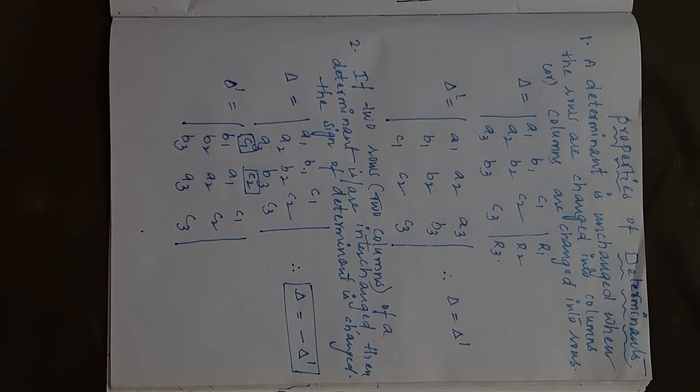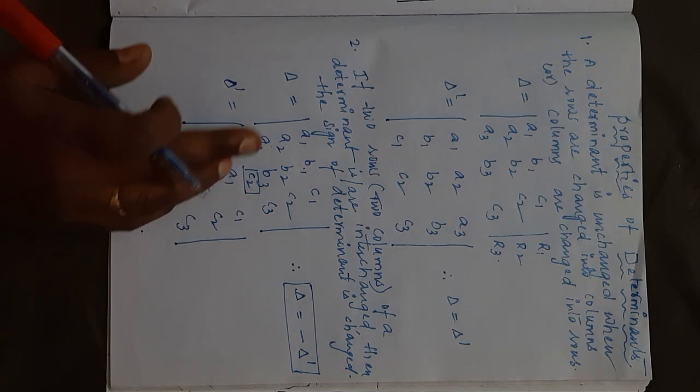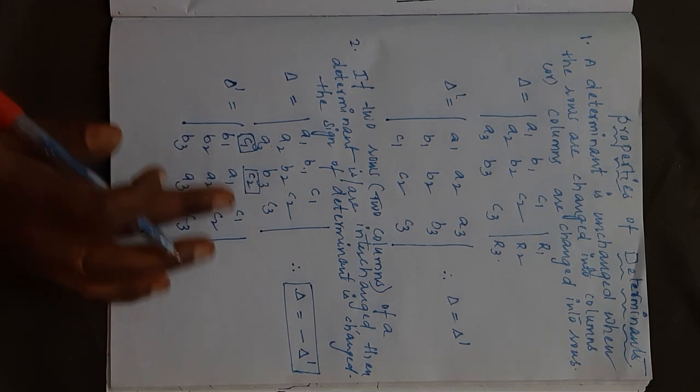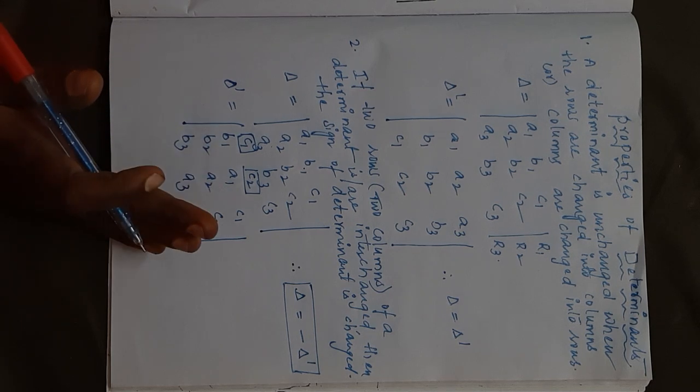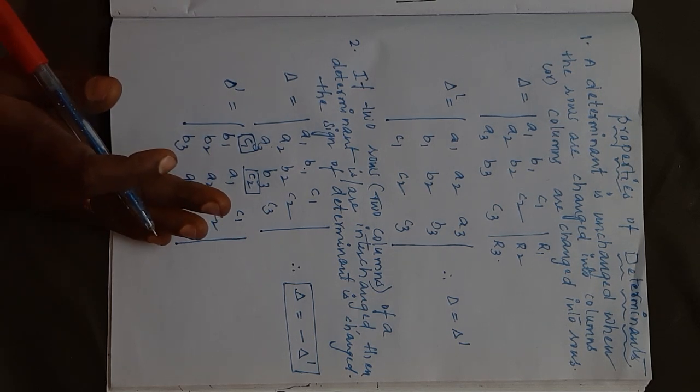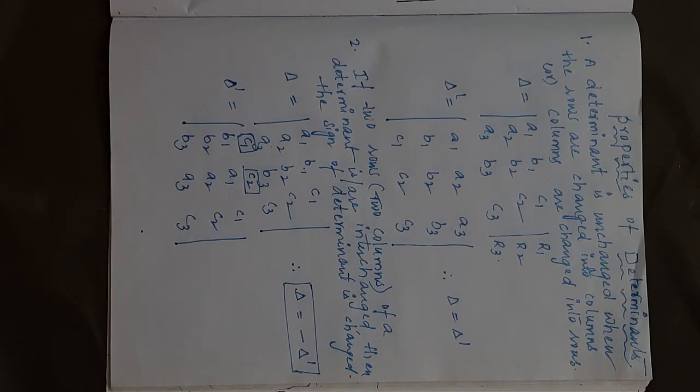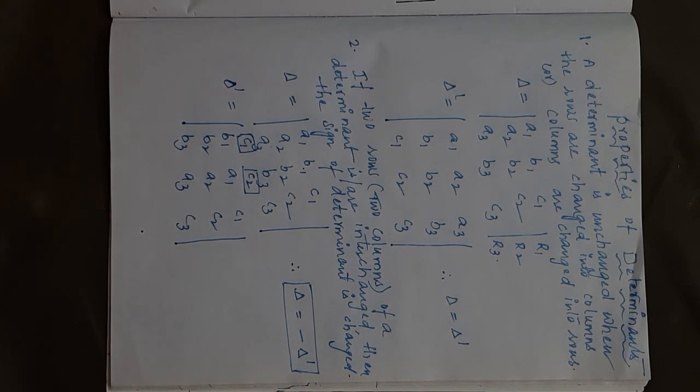The sign of the determinant will or will not change according to whether there is an odd or even number of interchanges among its rows or columns. If the first value of the determinant is, let us say, 2, then the value of the determinant delta dash will be minus 2. So this is all about the second property: if you change any two rows or any two columns of a determinant, then the sign of the determinant will be changed, but the value will not be changed. Only the sign will be changed.